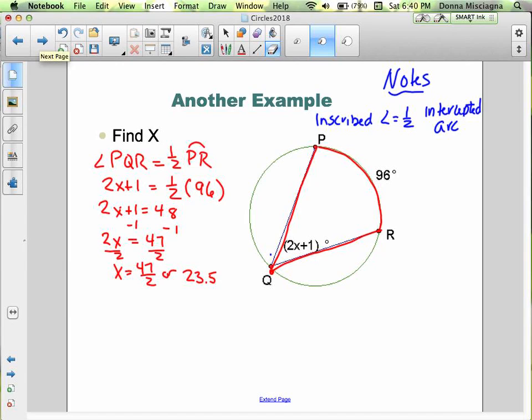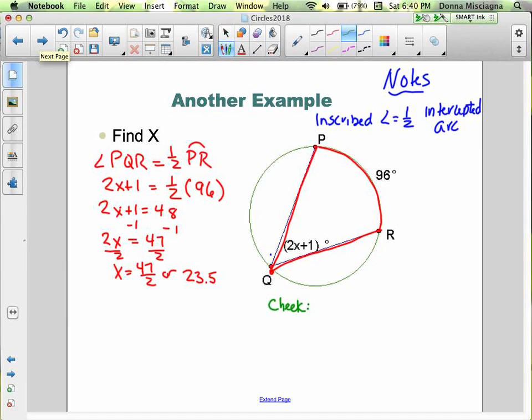X is just a value. It's not until we plug it in that we actually get a measure of an angle. If we want to do a check, the check is optional in your notes. Let's just do the check, sure. Make sure it works out. You might think, I don't know if I got the right answer, I got a fraction or decimal.